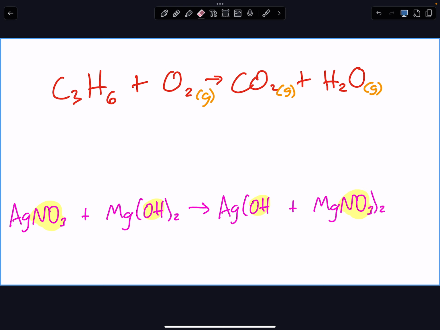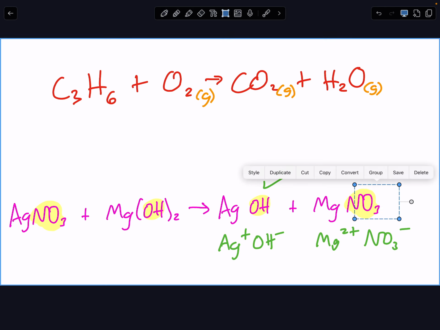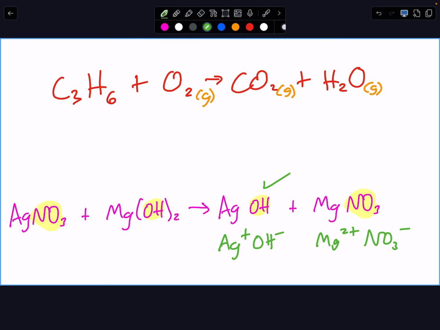I'm going to ignore all the numbers in the parentheses for right now. I have to cross charges. Ag is plus, OH is minus. What's the formula? AgOH. So that's correct, right? Mg is 2 plus, NO3 is minus. What's the formula? Mg(NO3), so this is wrong. I have to fix that and put parentheses 2. Yes. Okay.